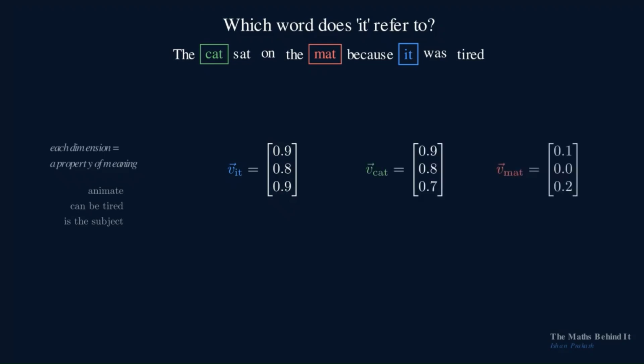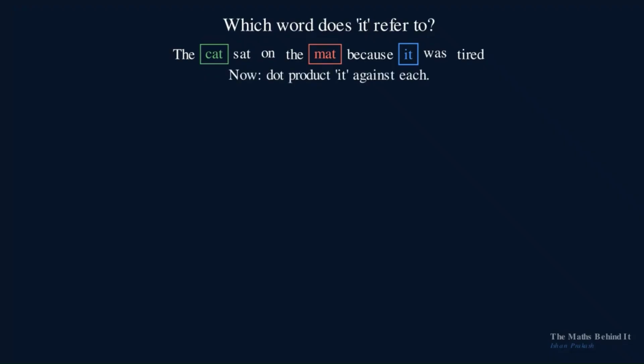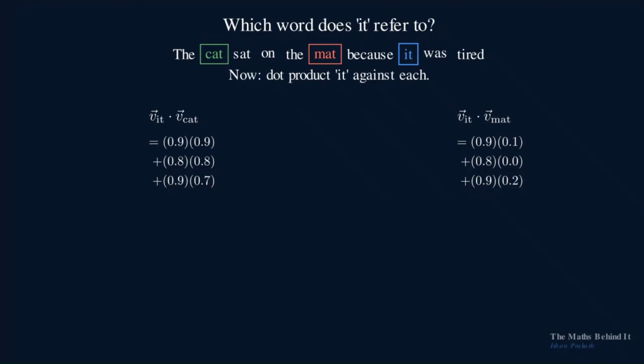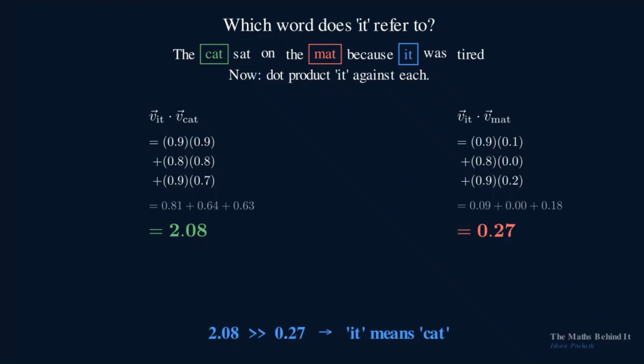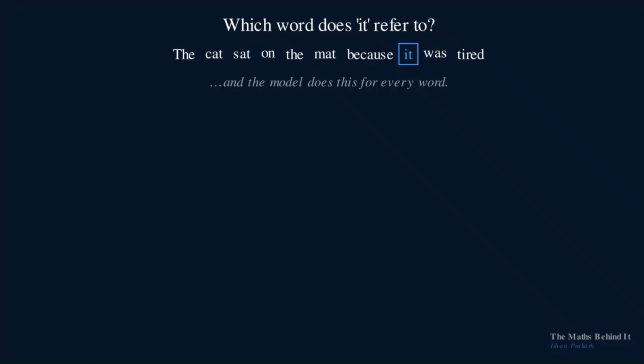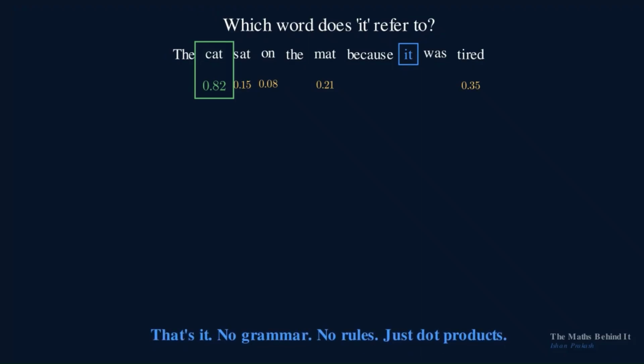Ready? It takes the vector for "it" and dot products it with every other word's vector. Those numbers are called attention scores. They are literally telling the model, pay most attention to cat. That's how it gets resolved. Not by grammar rules, not by a dictionary, by dot products. And the model does this for every word in the sentence, in parallel, looking for the highest match. And what we just did was "it" against two other words. The model does it for every pair in the sentence.